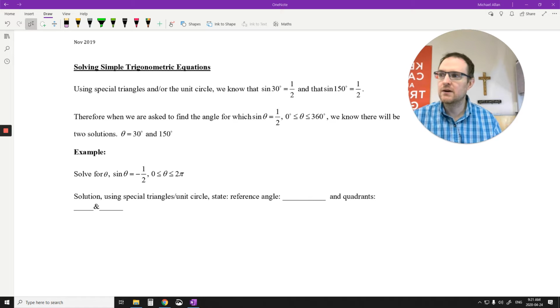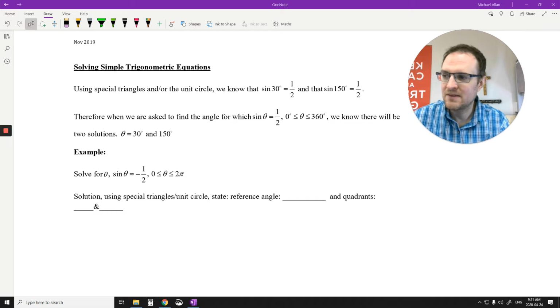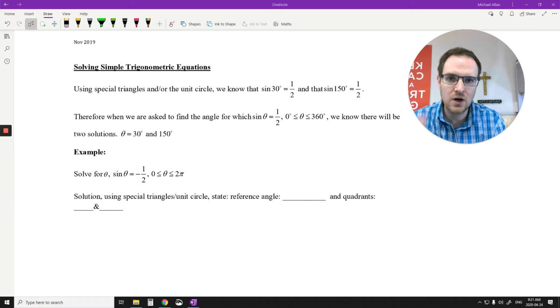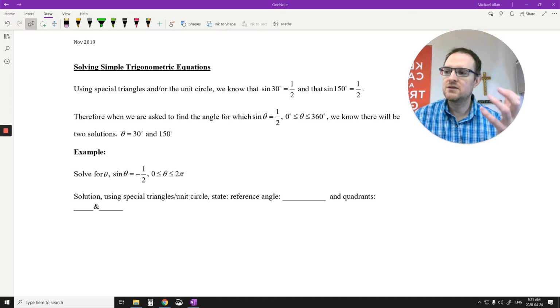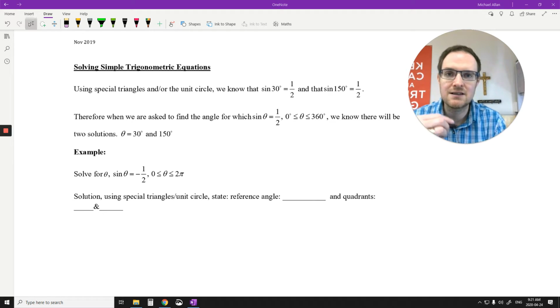Welcome back. So here we are going to solve simple trigonometric ratios. And what I mean by simple is just that it's going to be sine is equal to, cos is equal to, tan is equal to, or it's going to be some kind of simple rearranging of the equation. So you've solved for angle before in previous courses, right? If I wanted to solve for an angle, I would take the sine inverse, the cos inverse, or the tan inverse to get theta by itself.